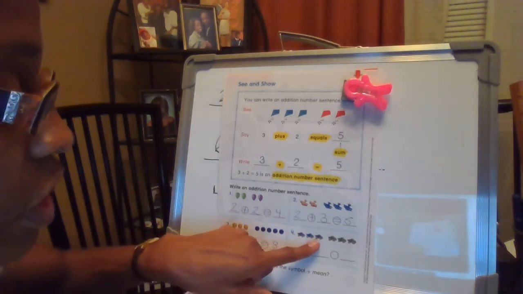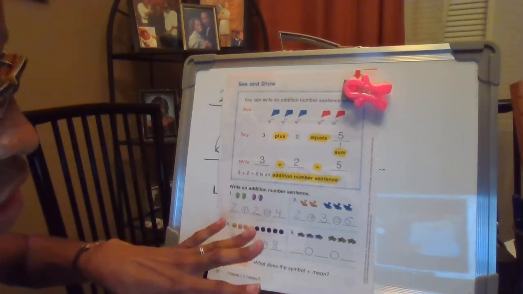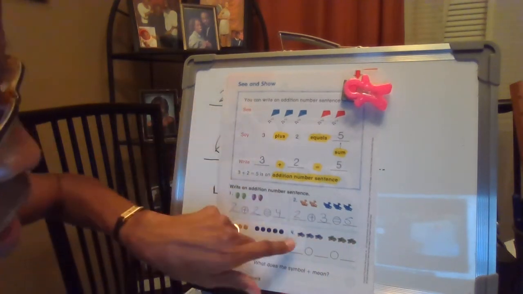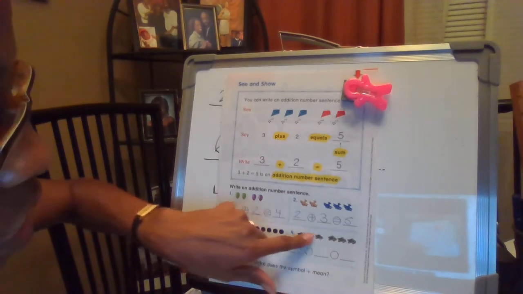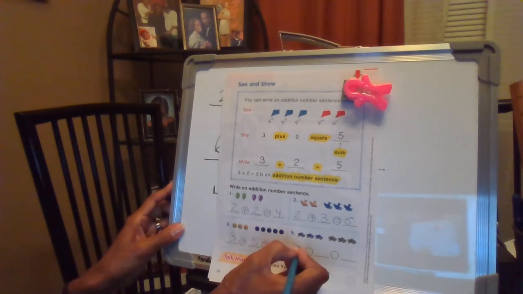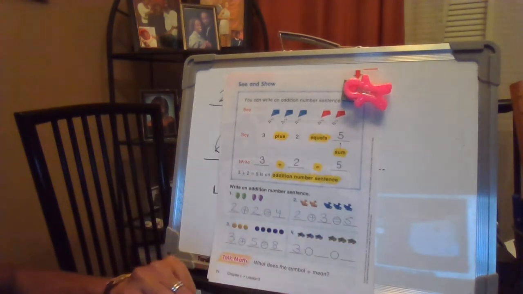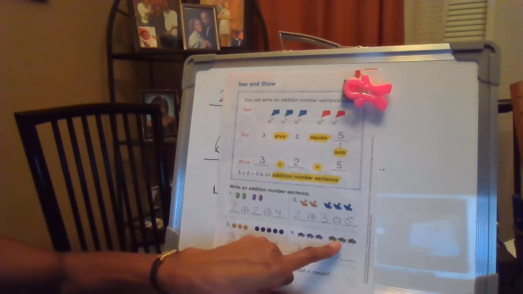Number 4. These look like dump trucks. I'll just call them trucks. Could be just cars. How many blue cars do we have? 1, 2, 3. How many green cars do we have? 3. 1, 2, 3.